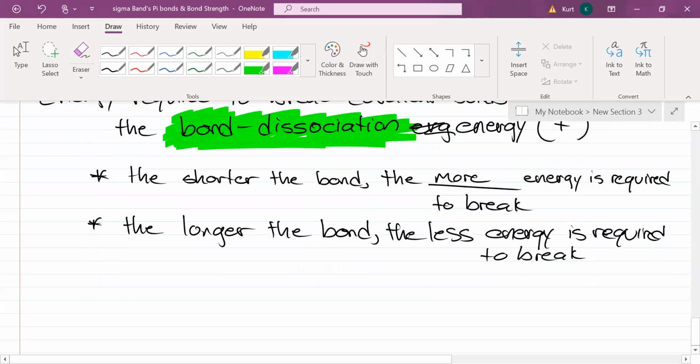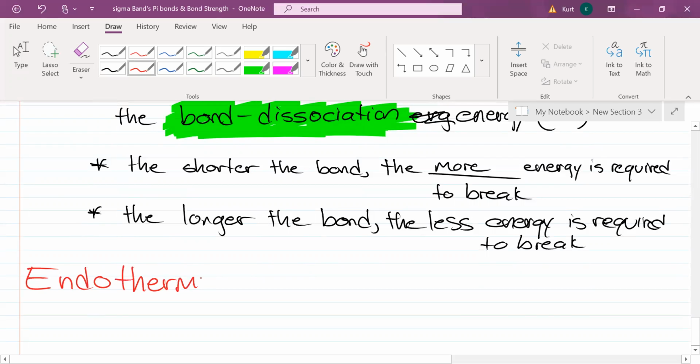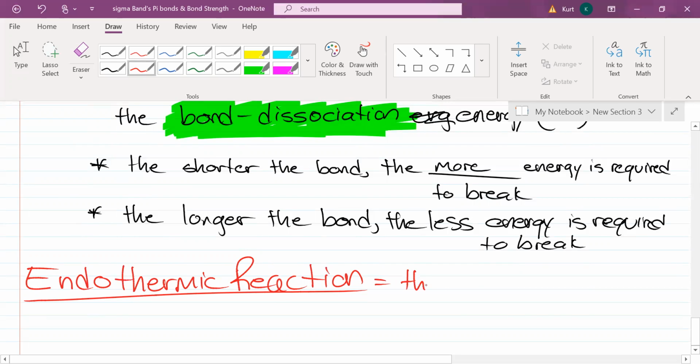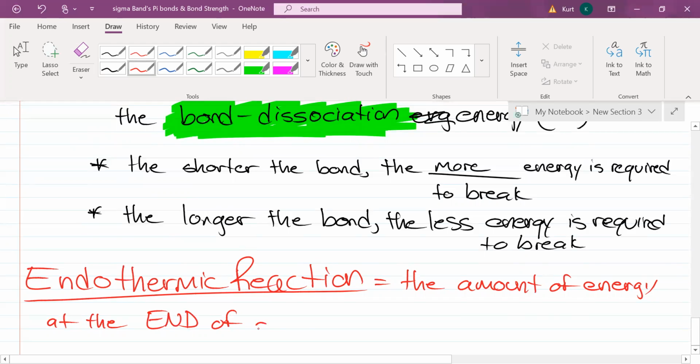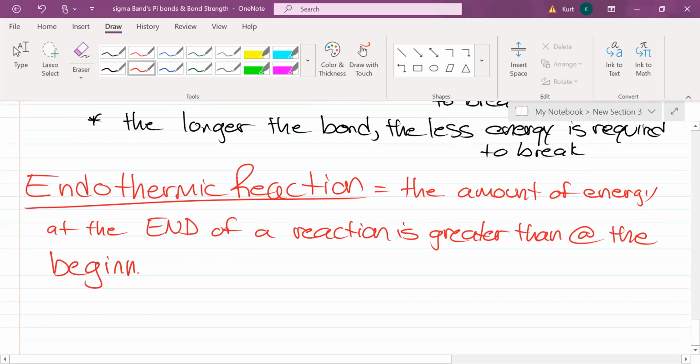All right. Let's put a quick definition on endothermic and exothermic before you guys go, because that is on your vocab quiz. I think you can put your own definition on this. Is energy absorbed or released in an endothermic reaction? That's right. The amount of energy at the end of a reaction is greater than at the beginning. Basically, energy is absorbed.